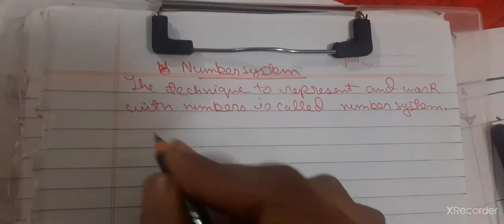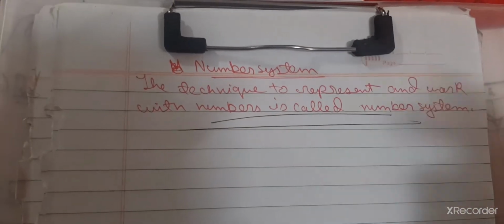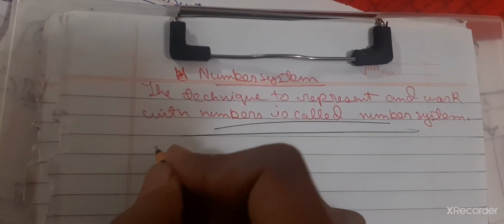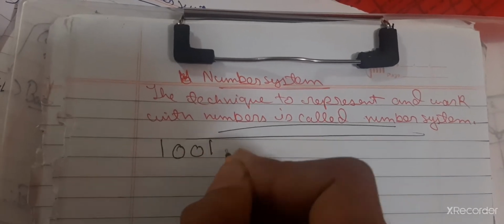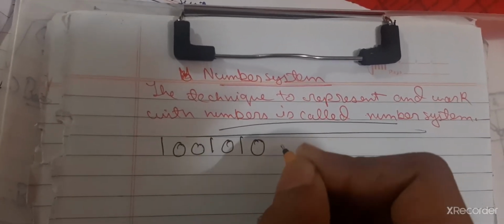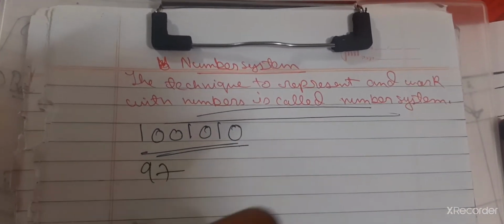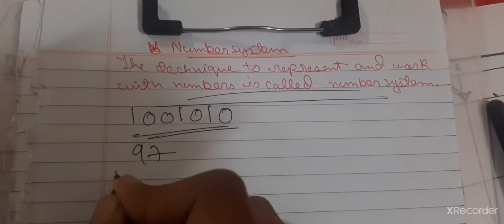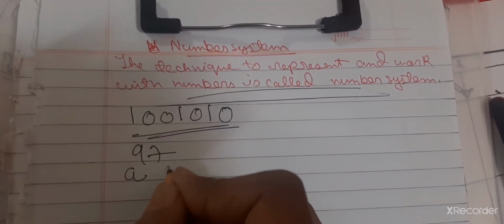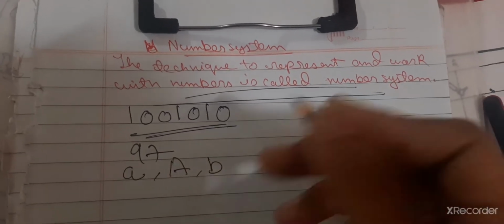Today I am going to teach you what is number system. Now number system basically is the technique to represent and work with numbers. Numbers can be represented in various forms, in various digits like 1, 0, 0, 1, 0, 1, 0. This represents a specific number. 97 is a number. A number can also be represented by variables such as A, capital A, B, etc.